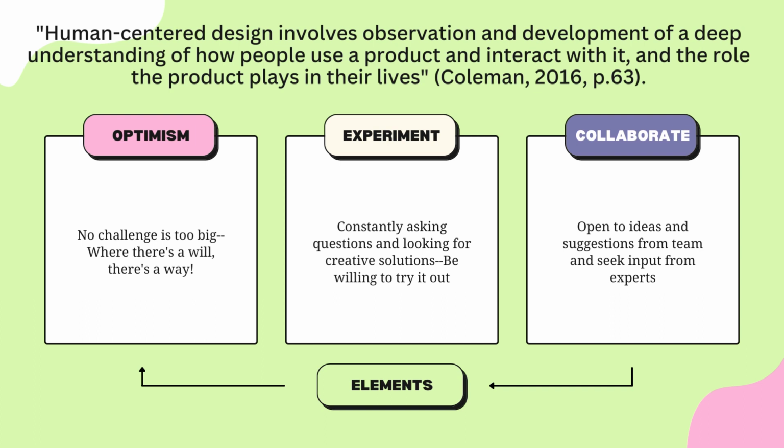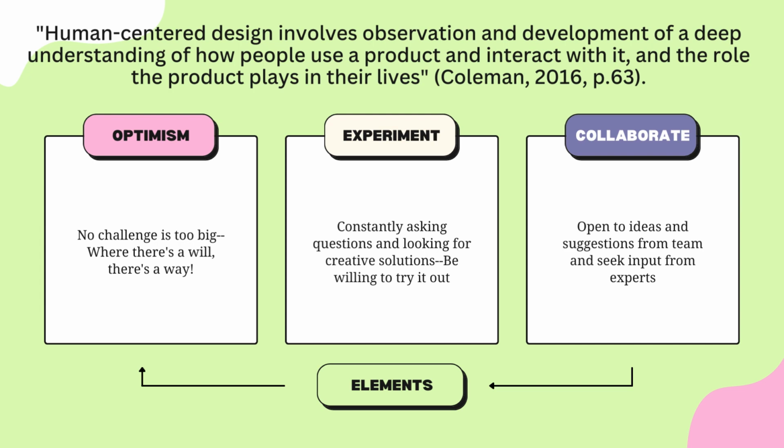Design thinking is just a way of thinking about the needs of your patrons and your library. Human centered design involves observation and development of a deep understanding of how people use a product and interact with it, and the role the product plays in their lives. This began as a business concept, then it moved over into the world of social justice, and now it's in the world of education.